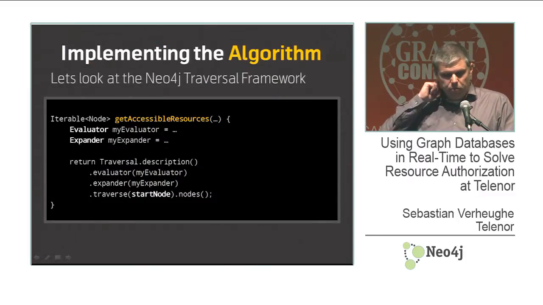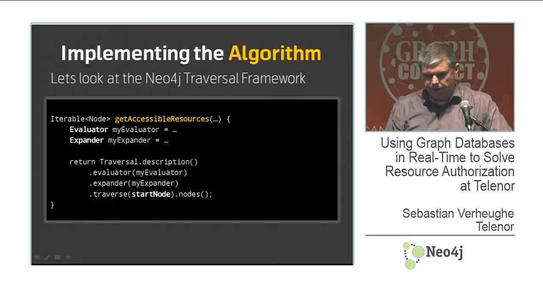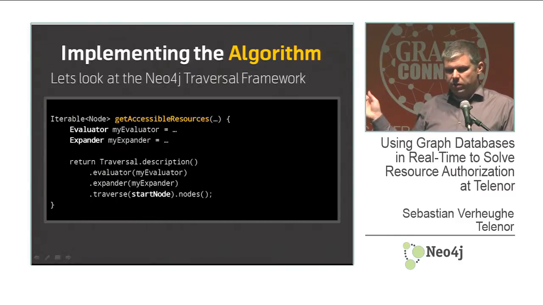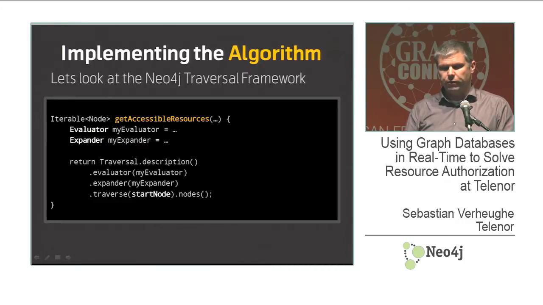Okay, so now a bit more about the implementation details. I need to speed up here, I see. We're using the Java API. And this is basically how it works if you use the Java API. You have a traversal description, and into the traversal description you put the evaluator and expander, okay? And then you do the traversal, which returns nodes. In this case, you have a start node. Start here, start at the user, see what gets access.